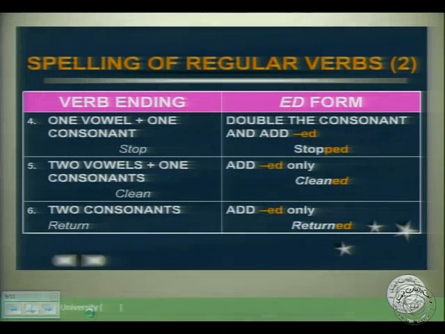And then we have here more rules. One vowel and one consonant, stop, we double the last letter. We have a vowel and consonant, we double the last letter, it becomes stopped. We have two vowels, one consonant, clean, we just add ed. Two consonants, return, we add ed, returned.